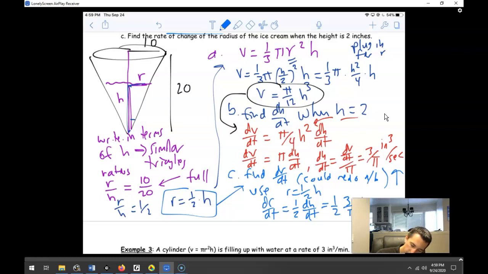Also, I just realized that that should have been inches per second. I apologize for that. I'm really sorry. Okay, so what I was saying here is if you want to find this dr dt, you can use any equation.